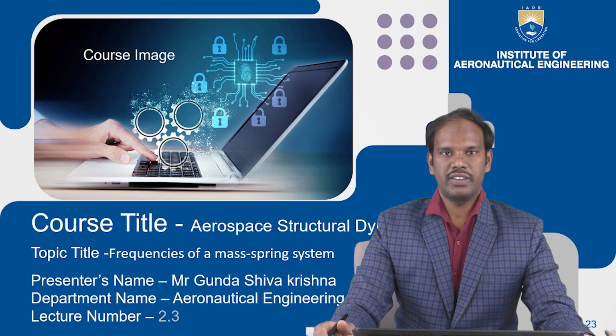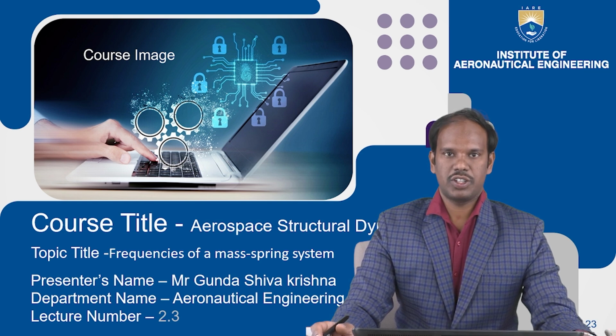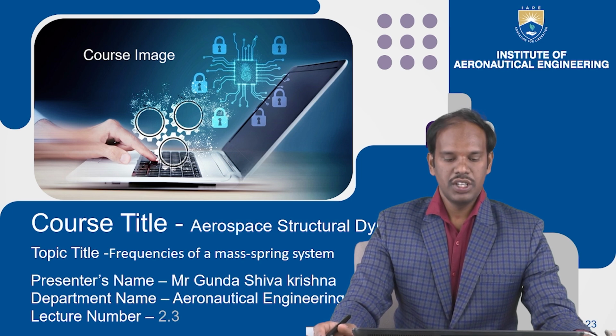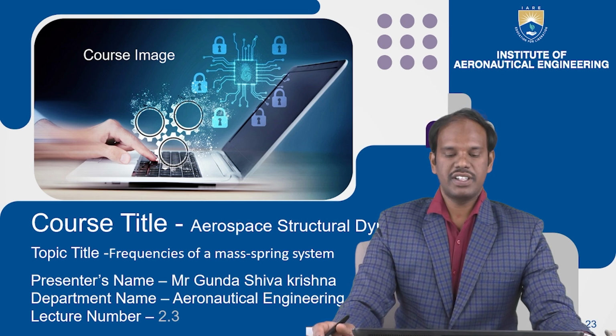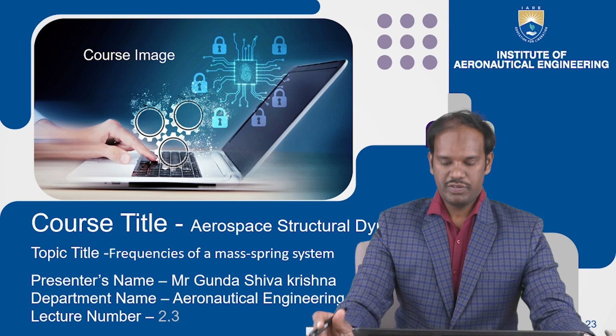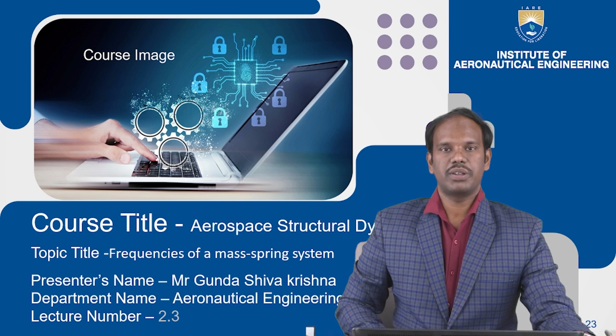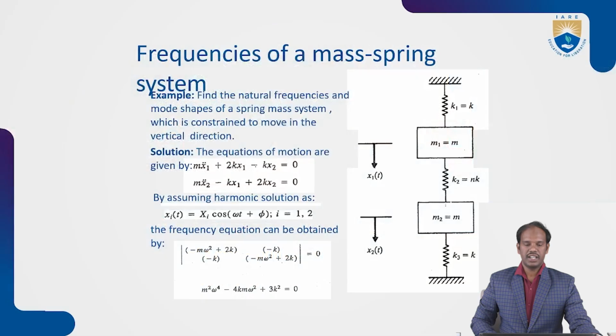We are dealing with the subject of aerospace dynamics. We are in the chapter on multiple degrees of freedom, in the subtopic of frequencies of mass and spring systems. We are going to see how the spring mass system is checked, how we can find the spring mass system vibration, and how we can achieve the natural frequencies and modes of this particular two degrees of freedom system.